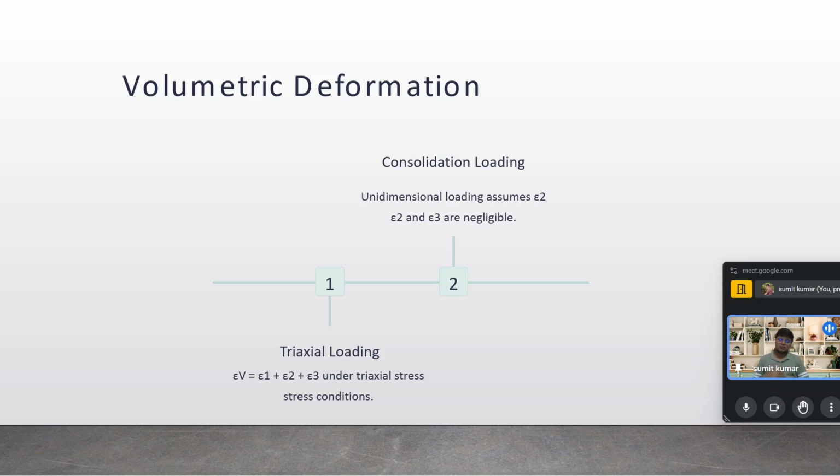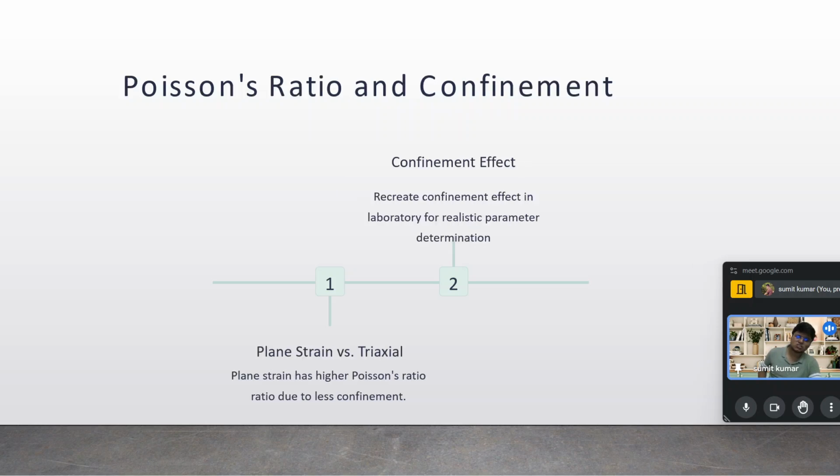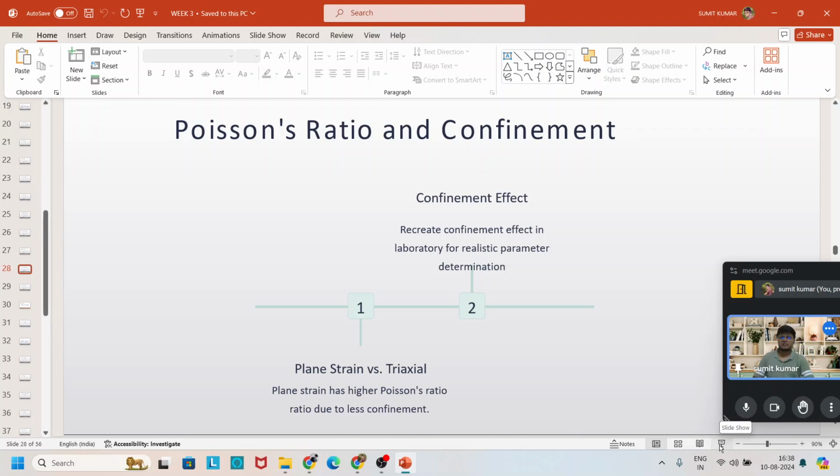Similarly, we consider the volumetric deformation under the consolidation loading, so the one-dimensional loading assumes strain in two directions, that is x and z. Whatever you assume, if you are assuming x and z to be same, the third direction is assumed to be negligible in the consolidation state, because over there we are performing the consolidation practice. Okay. Now we talk about the Poisson ratio coefficient.